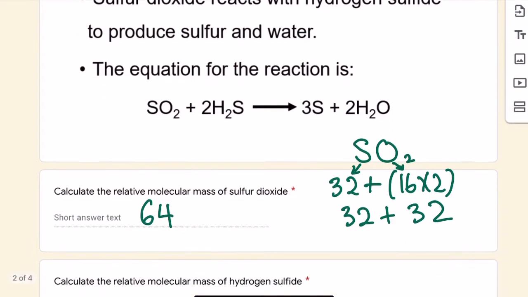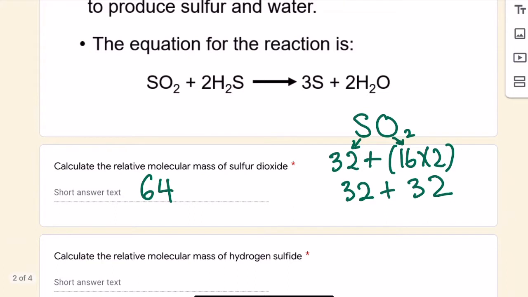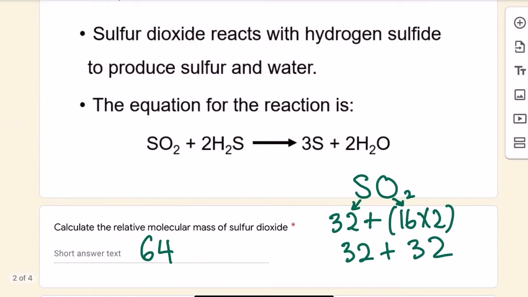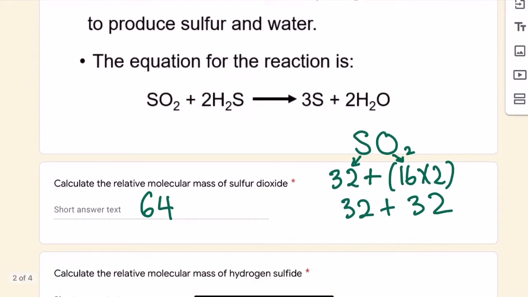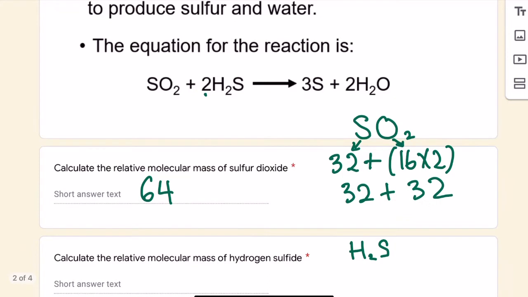Alright, next, calculate the relative molecular mass of hydrogen sulfide. So which one is hydrogen sulfide? Refer to the question. Hydrogen sulfide, so is this one. So let's copy down the formula. H2S. Okay, so I see most of you included the 2 in front, which I did not ask to. Okay, because the question was asking for hydrogen sulfide only.